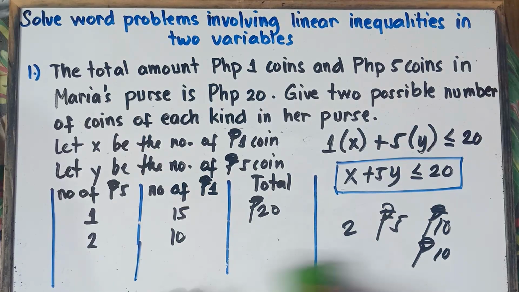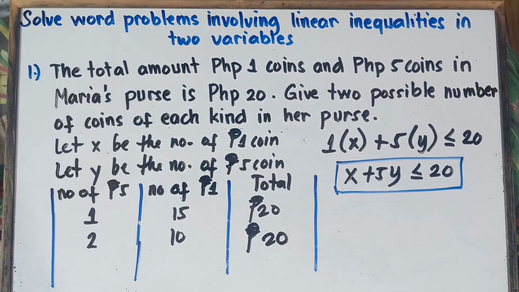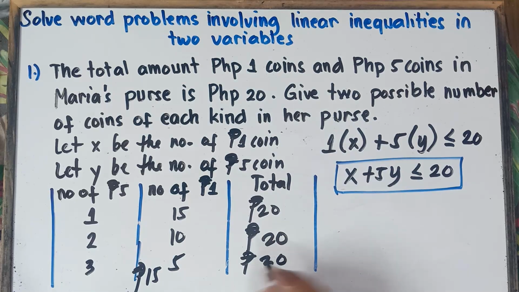So, 20 is the total. So, second combination. Alright, so we can also have, if you have 3 5 peso coin, 3 times 5, that would be 15 pesos. So, therefore, the remaining, that would be 5 1 peso coin. And that would be 20 pesos. So, these are the possible combinations, class.